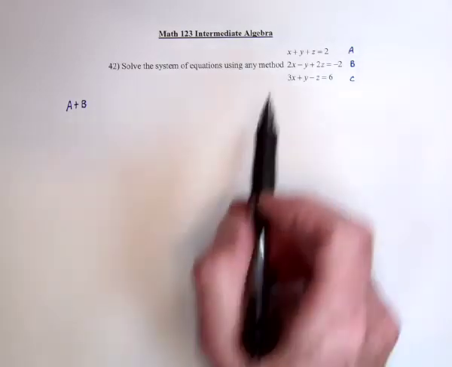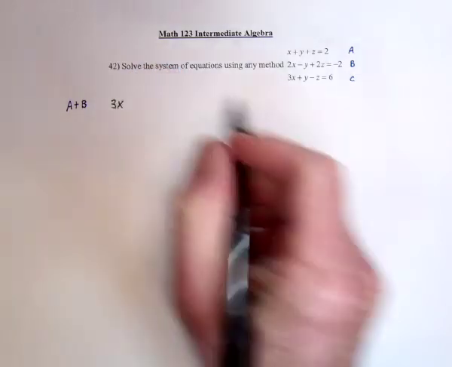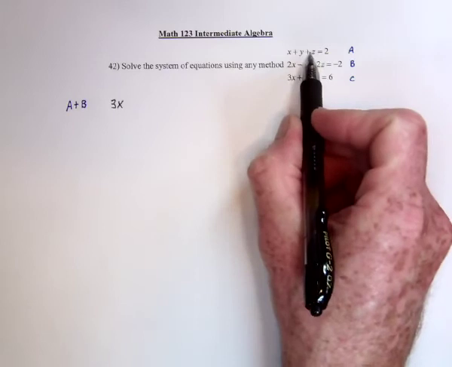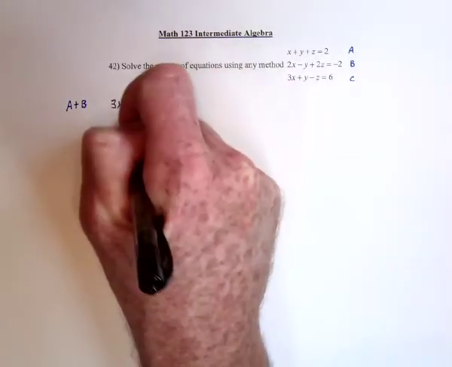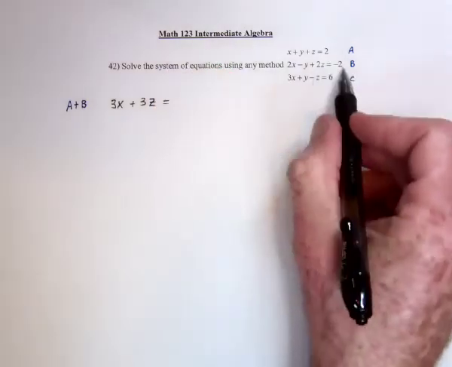Equation A plus B. So that means you add these two together, so that's 3x. You add these two together, that gets rid of the y's, that was the point of the whole thing. Add these two together, that's going to be plus 3z. And then, nice and simple, equals 0.